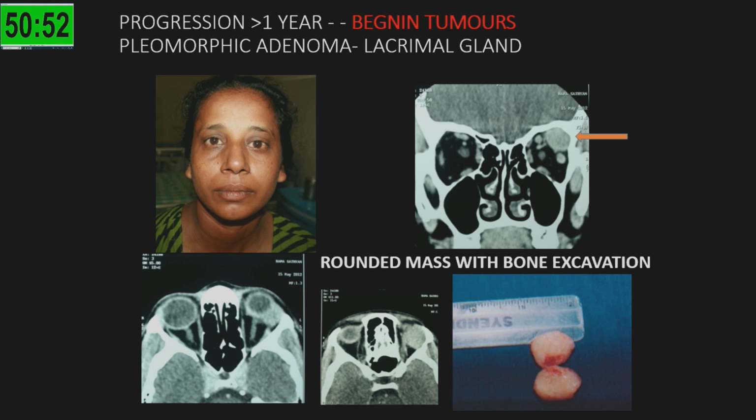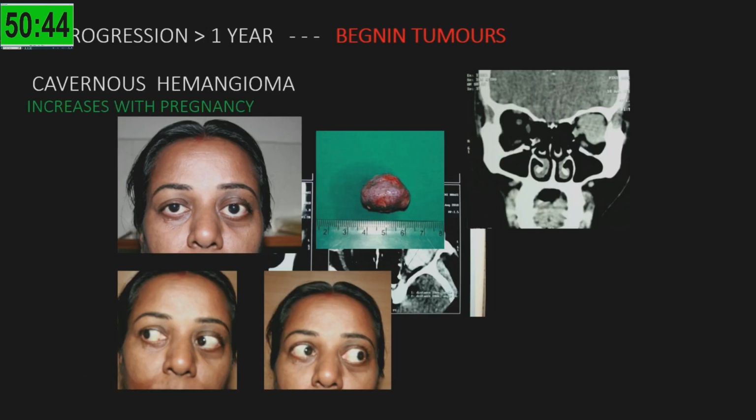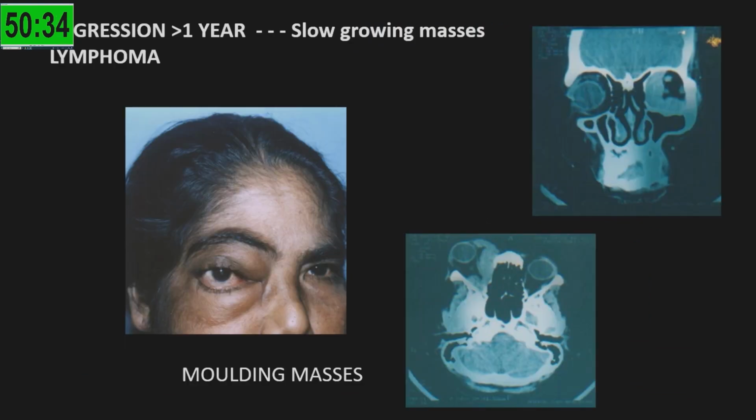Progression more than 1 year, if it's a lacrimal gland mass, it could be an adenoma only, a rounded mass confined to the lacrimal gland fossa. And if it's an axial proptosis, it could be a cavernous hemangioma, and it could also give a history of increase during pregnancy.